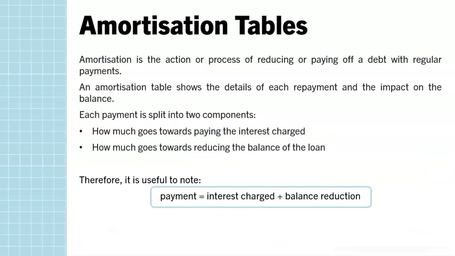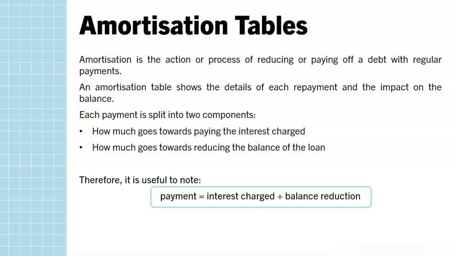Amortisation tables is a small little add-on to the recurrence relation section of reducing balance loans. So what it means to amortise a loan is to actually pay off the debt. So we're making these regular repayments until the point that we have completely paid off the loan. So a table actually goes ahead and shows how that interest is being charged and the effect of the payment that you are making each time period. So thinking about that sort of graph I showed before, it's showing the numerical values of what's happening each time.